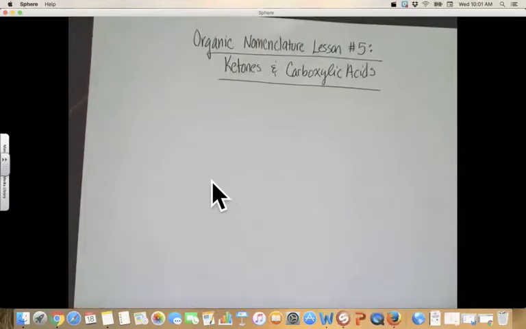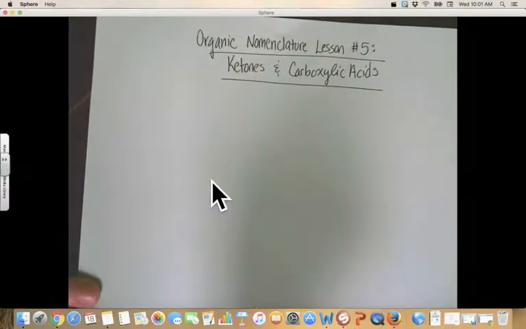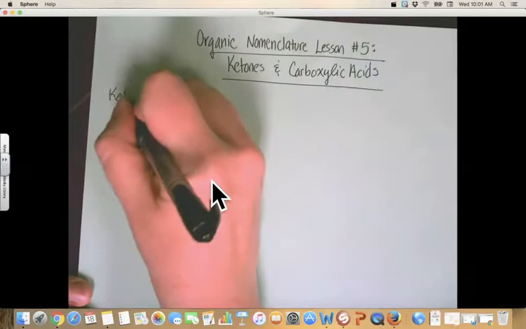Alright, moving on with organic nomenclature. This is lesson number 5. We're going to talk about ketones and carboxylic acids. So, first thing, ketones.